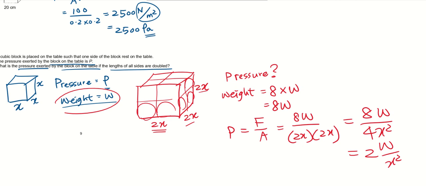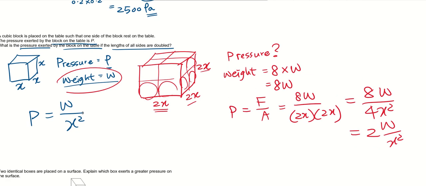Okay. For this smaller cube, the pressure is force over area, W over x squared. So that means the pressure that the bigger cube exerts on the floor is 2p. Okay, instead of p, it is 2p.